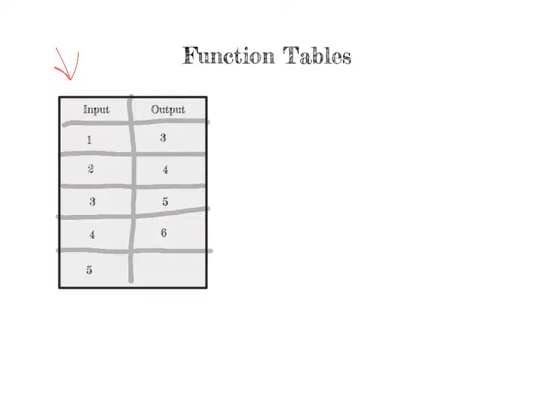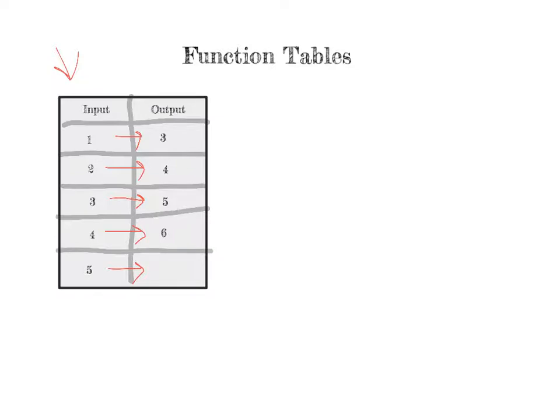So in goes the number 1, out comes the number 3. In goes the number 2, out comes the number 4. In goes the number 3, out comes the number 5. In goes the number 4, out comes the number 6, in goes the number 5. Now I left this blank because I want to talk about how we would determine a missing number in a function table.